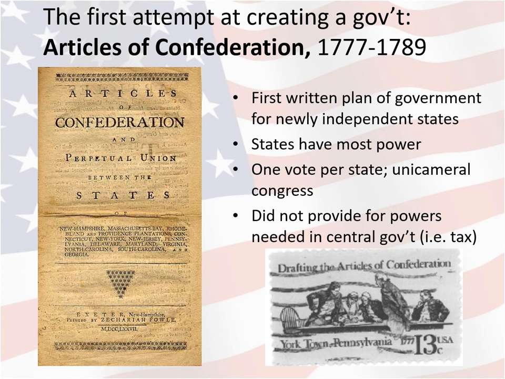1777 to 1789, and I'm on number 6 on your note-taking guide. It is the first written plan of government for our newly independent states, and where I've asked you who had the most power, circle one, states or the federal government, the name of the governing document should give you a hint.